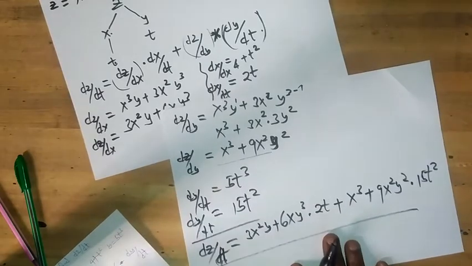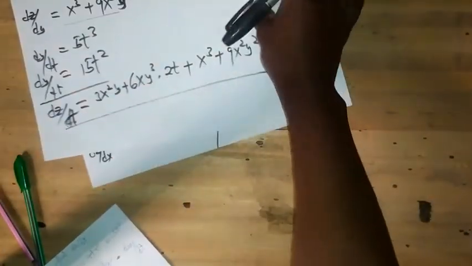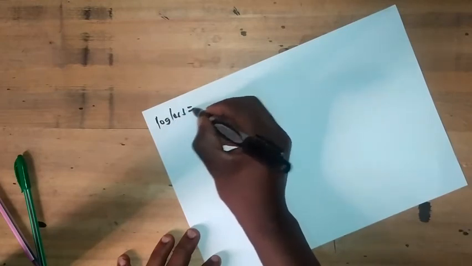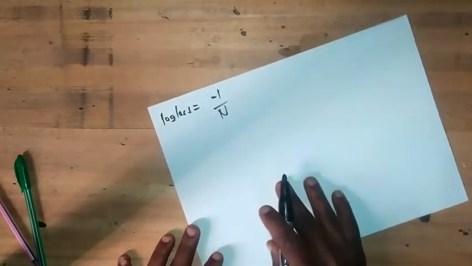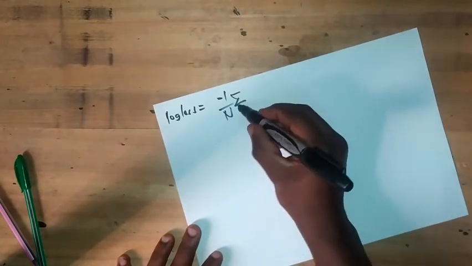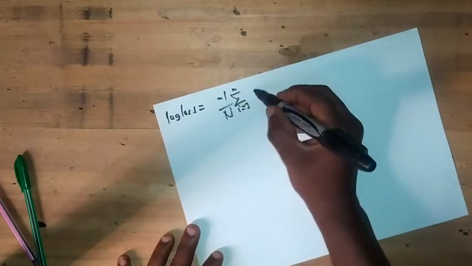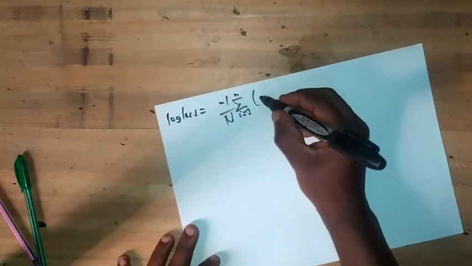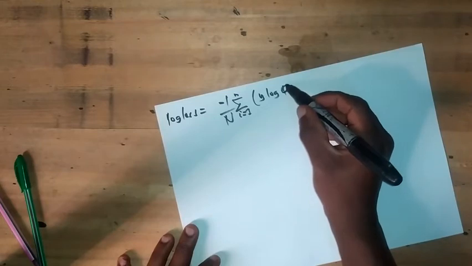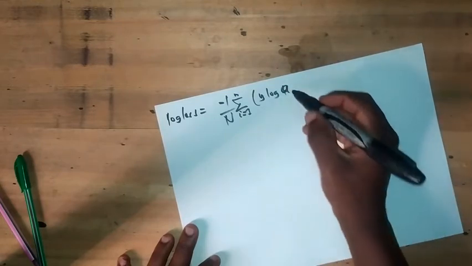Okay, now back to log loss. Let's see how we are going to differentiate this log loss function. We know that the log loss, the cost function for logistic regression, equals minus 1 over n, the number of independent and dependent variables, summation from 1 up to n, of y log of a, where a is our prediction, the activation function.